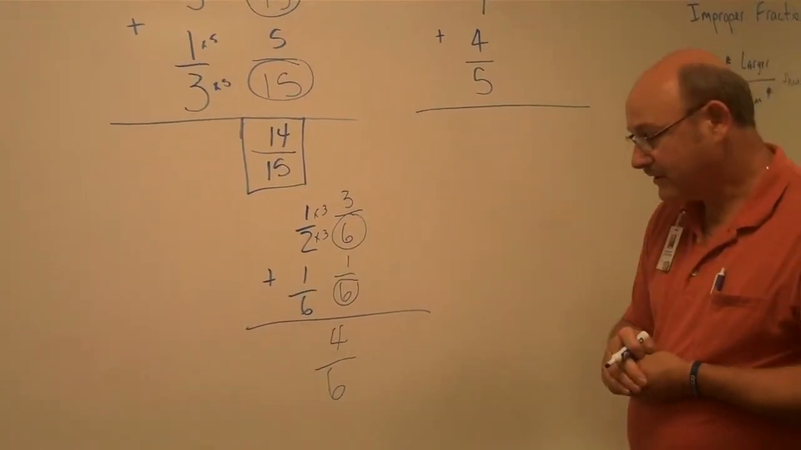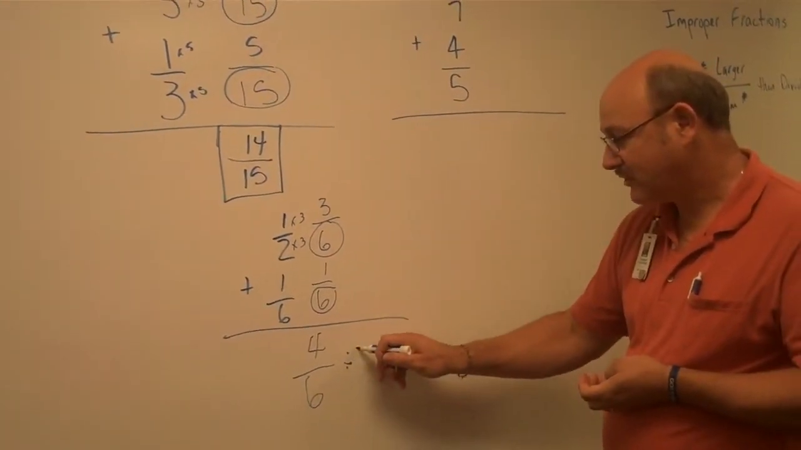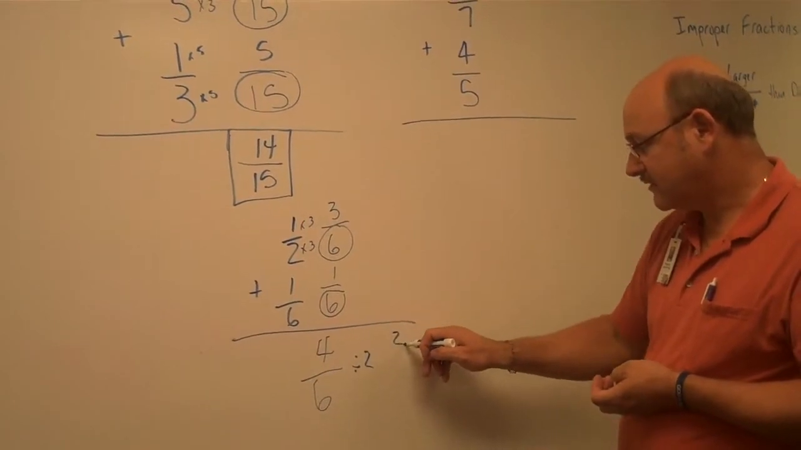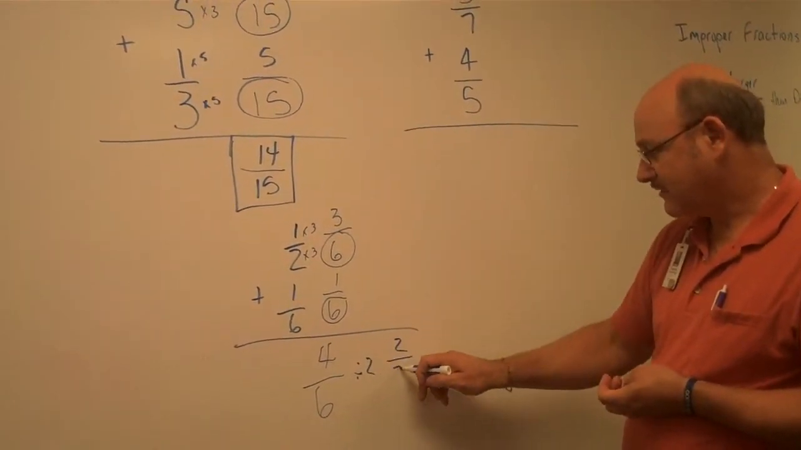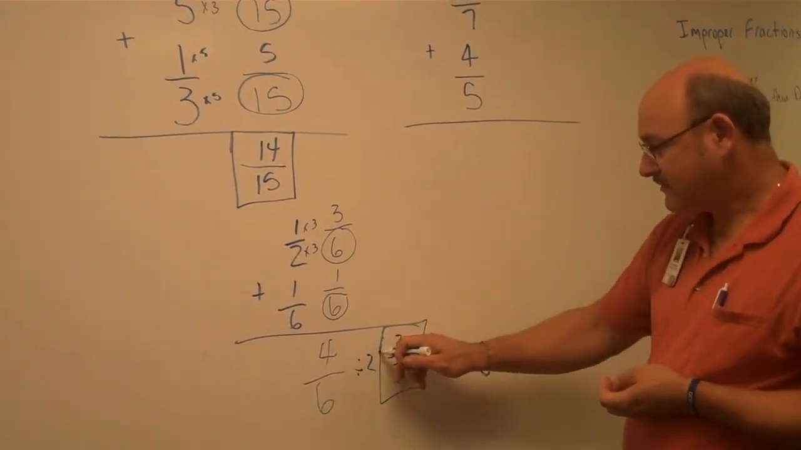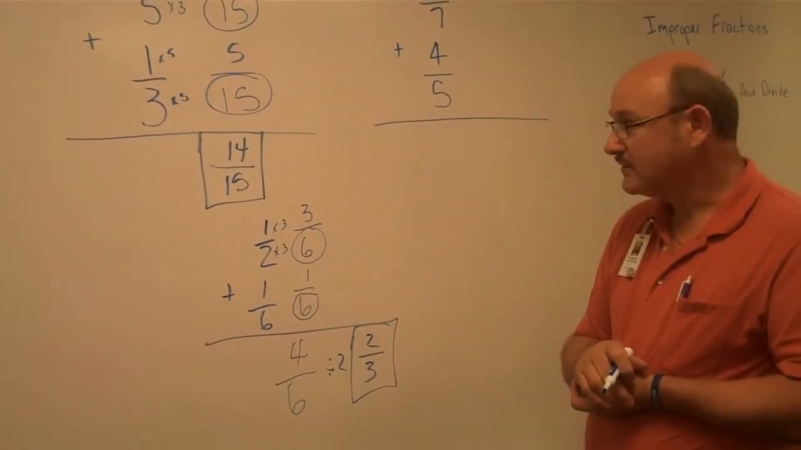This number can be reduced. I can divide it by 2. 4 divided by 2 is 2. 6 divided by 2 is 3. My final answer is 2/3.